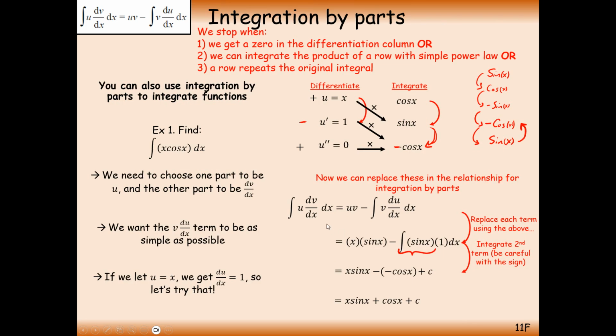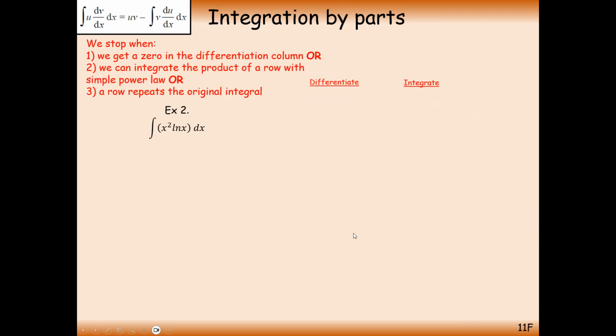Let's look at example number 2. In this case, we've got x squared multiplied by log x. What do we do? We have options: we can integrate x squared or we can integrate log x. Which one do we do? If I integrate x squared, I'm going to get higher powers. That's never going to end.